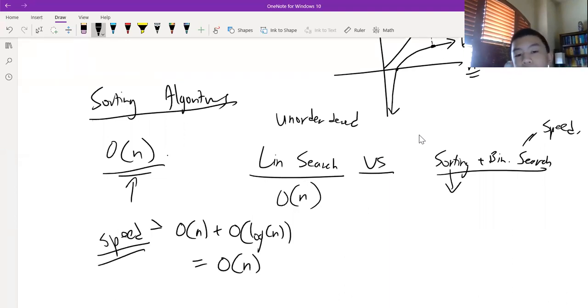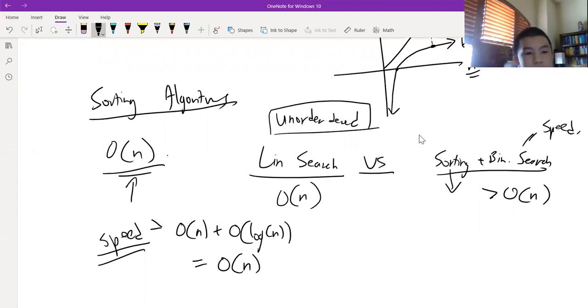So the speed will always be greater than O of n. And that means that for unordered sets, linear search will always be faster than a sorting plus binary search approach. So if you don't need to sort it for any reason, there's no point in sorting it and then using binary search, because that's just going to take longer to code and also take longer to run. It's going to be less efficient.